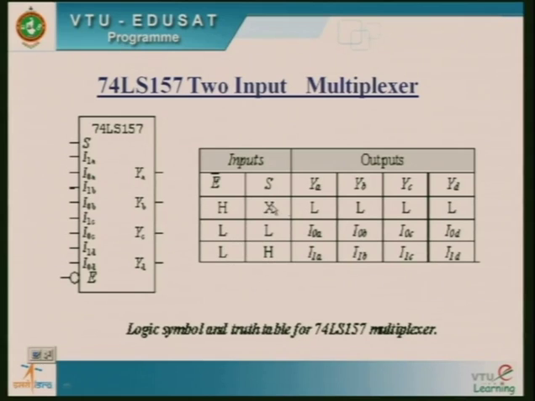No matter whatever you give for selection line, 0 or 1, if your enable pin is high, all your outputs are held low, you are not going to get any output. So this is the pin configuration of 74LS157. It is a 2 input multiplexer. Now one more implementation I can generate using an 8:1 mux.